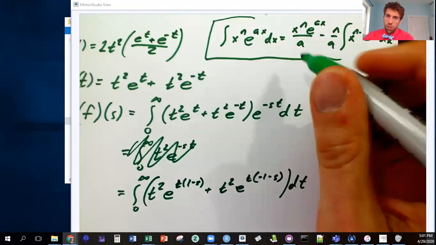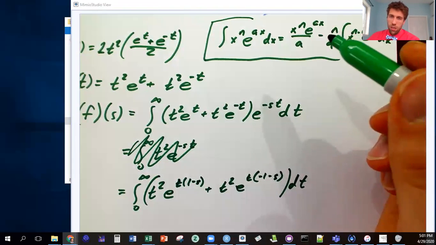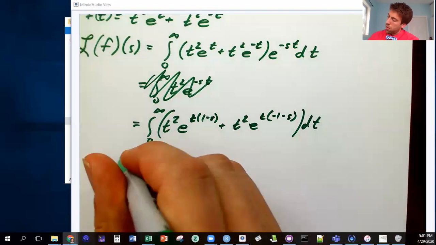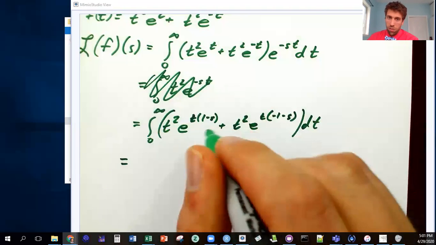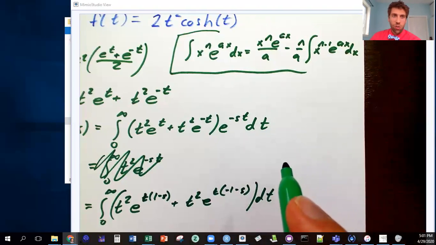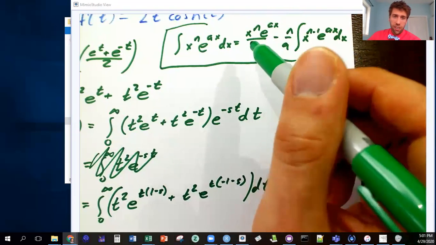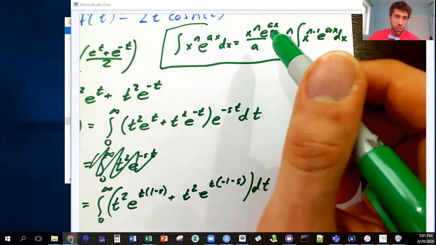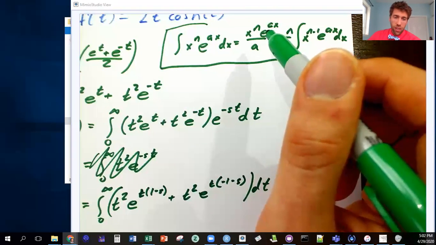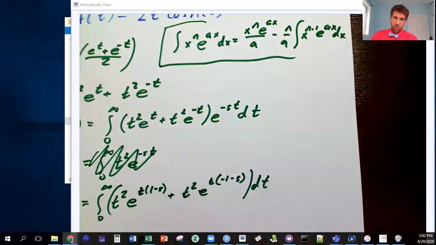All right, now we're going to have to use this integration table twice. Each of these is with a different a. It's going to be hard to keep track of everything. So basically t is x, and then our a will be different. It might be 1 minus s, it might be negative 1 minus s. So I'll do each of these integrals separately.